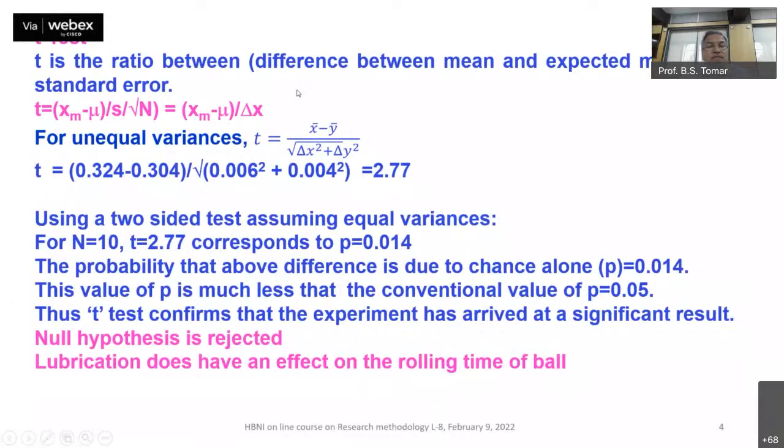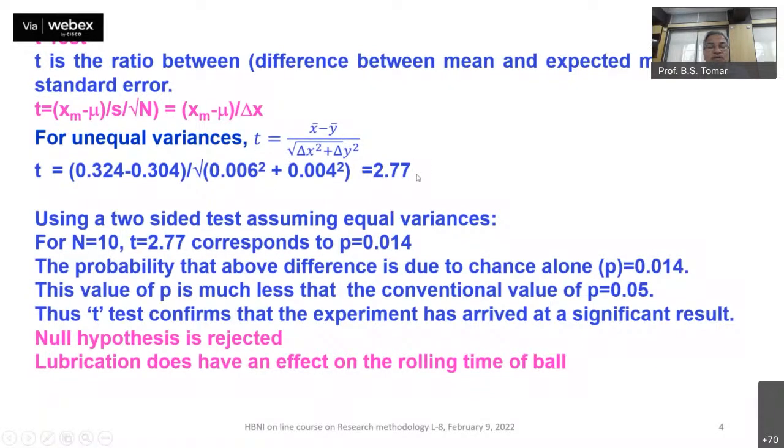But here there are two mean values measured experimentally, and both of them have their variances also. So for unequal variances, when you are comparing two measurement values, you take one of them as the true value and the other one as the sample value. Let us say x and y are the two mean values, then x bar minus y bar upon the square root of the sum of the squares of the standard errors of means. So this is the t formula in this particular case. You calculate t as 0.30324 minus 0.304 upon the square root of the two standard error values.